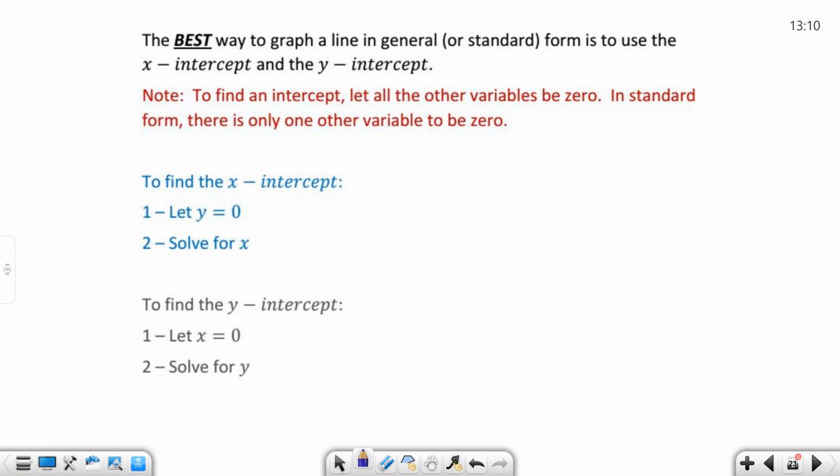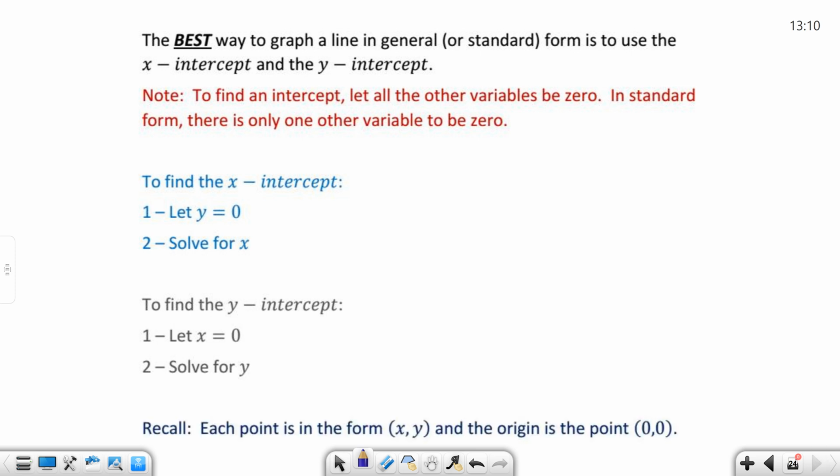All right? So then I want you to recall a couple of things here. I want you to recall that each point is in the form x comma y, right? We saw that with x sub 1, y sub 1 earlier, right? And the origin, just a reminder, the origin is the point 0, 0, right? The origin is the point 0, 0. Every line is in the form x, y.